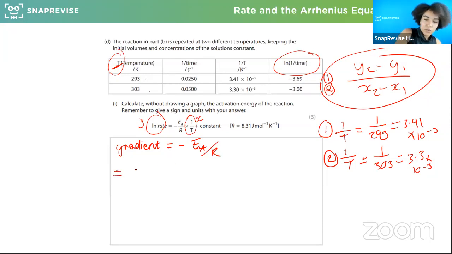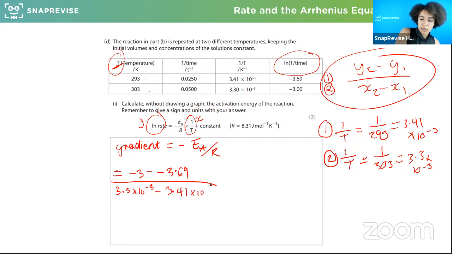Okay. So gradient should equal, since I've assigned this 1 and 2, minus 3.69. Most people got about that far, so well done. We just forgot to do 1 over t, and then we have 3.3 times 10 to the minus 3 minus 3.41 times 10 to the minus 3. Is that all making sense? Is everyone following? Do I need to go back? Are we okay? Yes? We're all right. Gonna give it 10 more seconds and then move on. Yeah, we're getting it, it makes sense.